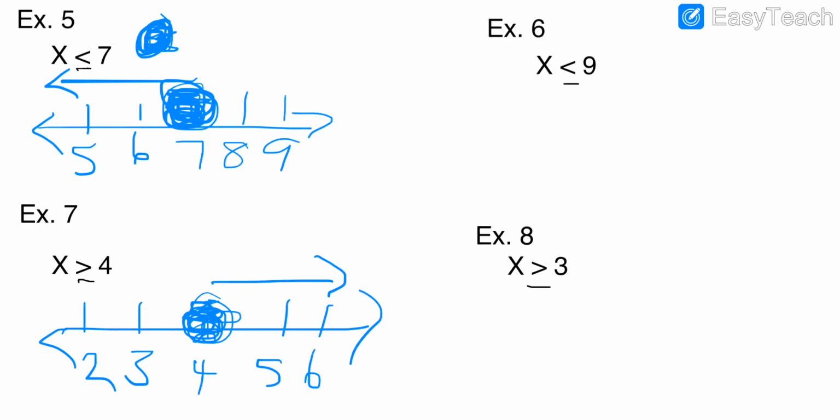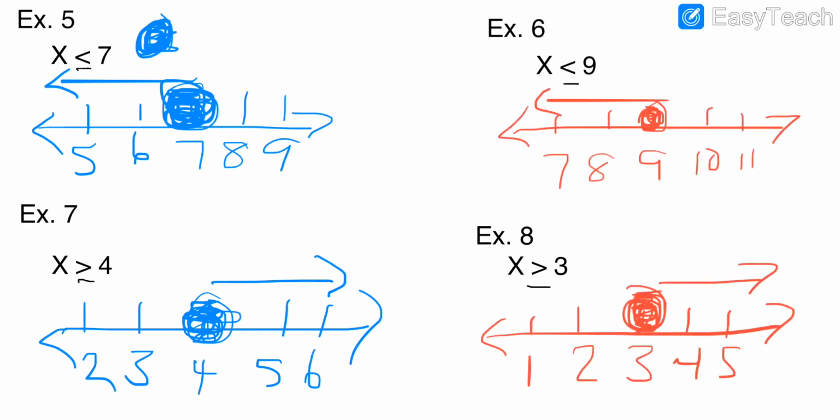I want you to pause the video here, and I want you to try examples 6 and 8 on your own. Welcome back. I hope that your examples for 6 and 8 look just like mine. Let's look at example number 6. It says x is less than or equal to 9, which means I should have a circle on the number 9. It should be closed because I'm using the less than or equal to symbol. And I should be showing numbers less than 9, which means my line would be going to the left.